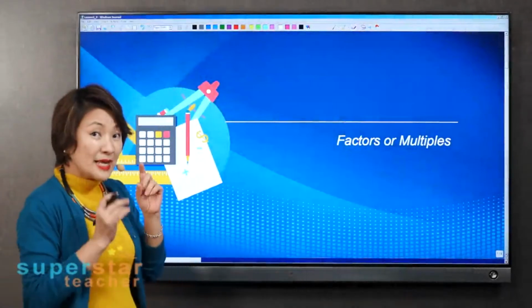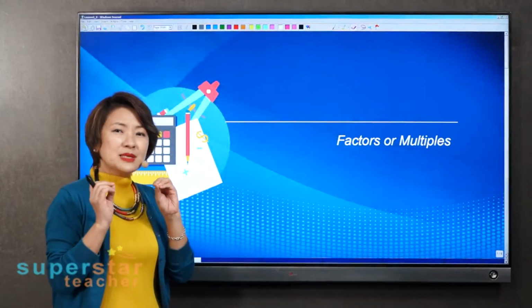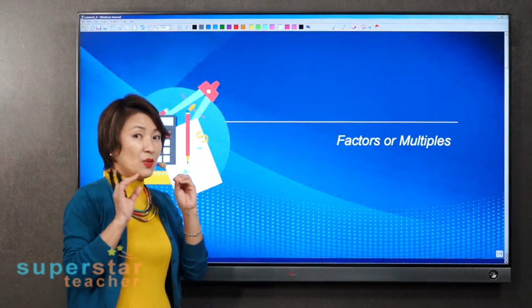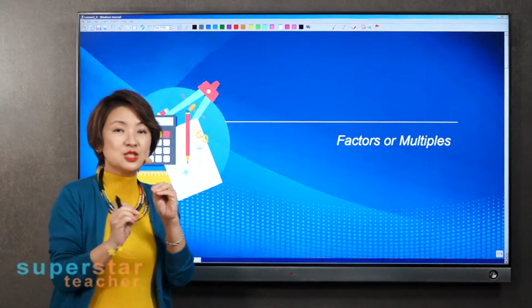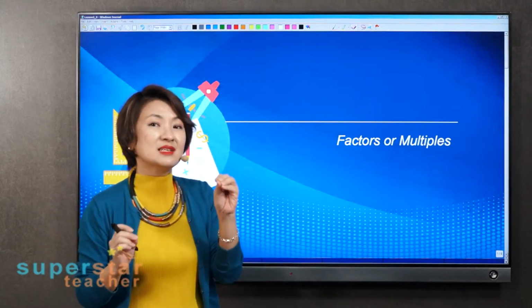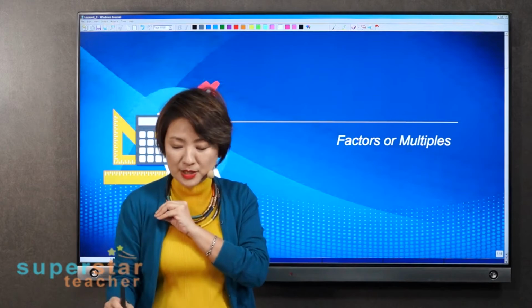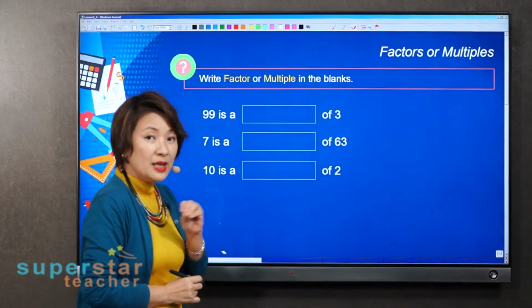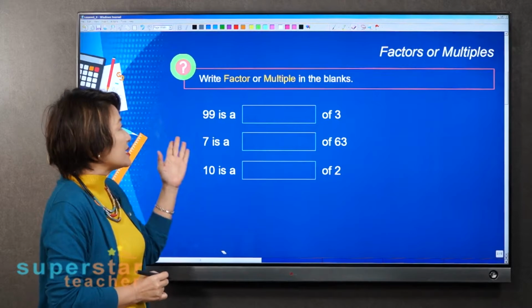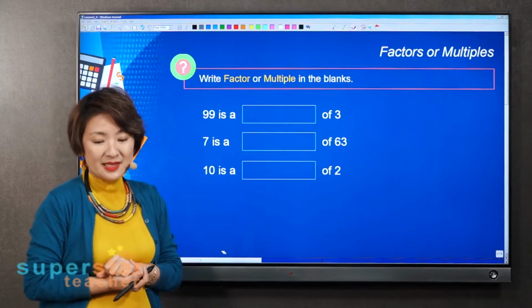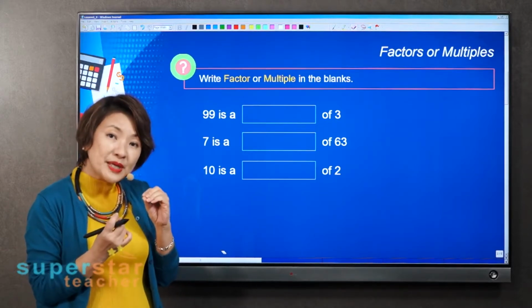Now let's take a look at some questions, because what I want to show you is whether you can make a decision on whether you want to use factors or multiples for this kind of questions. So I prepared a few for you. Let's take a look at this one. Write factor or multiple in the blanks. Take some time to read it carefully.